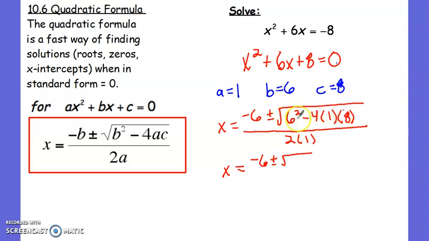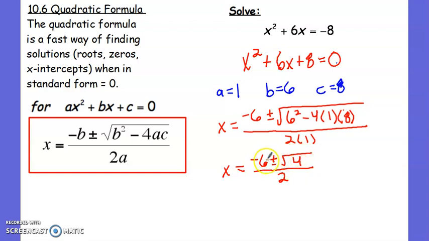Again, 6 squared would be 36, minus 4 times 8 would have been 32, and 36 minus 32, if you plug that whole thing in your calculator, should come out to 4. And again, we're still over 2 times 1. We can simplify that a little bit. Let's just call it 2. Well, the square root of 4 is kind of a nice number, so we should go there next.